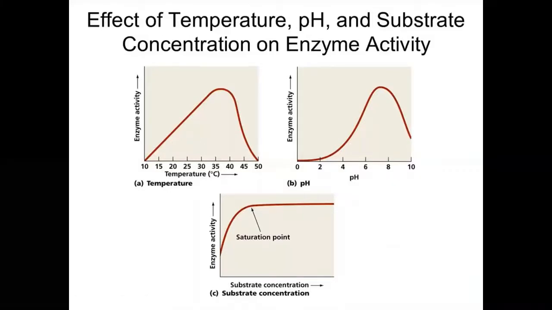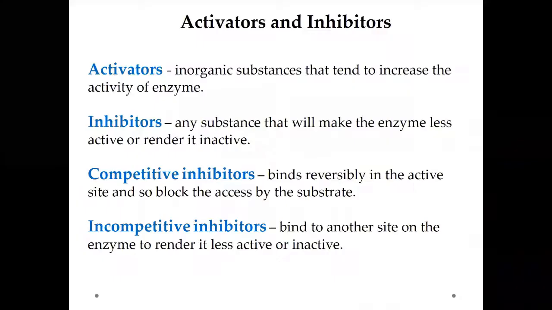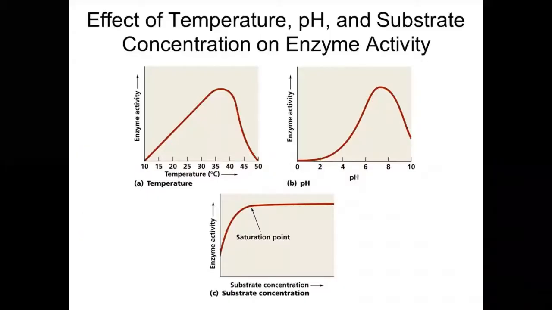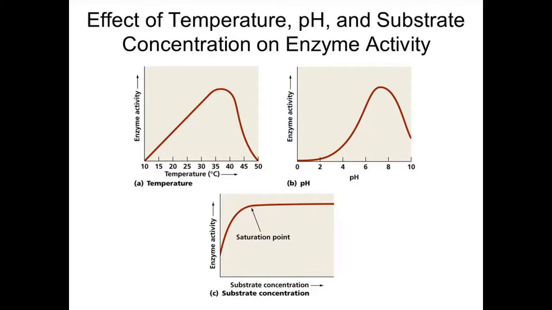Another main property of enzymes is the effect of temperature, pH, and substrate concentration. These are all factors on which the activity of enzymes depends. First graph: this first graph shows how the activity of an enzyme depends on temperature.